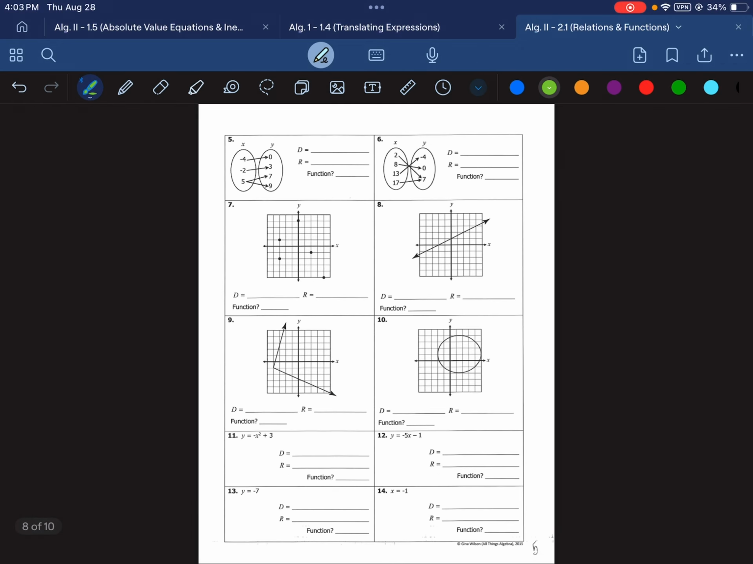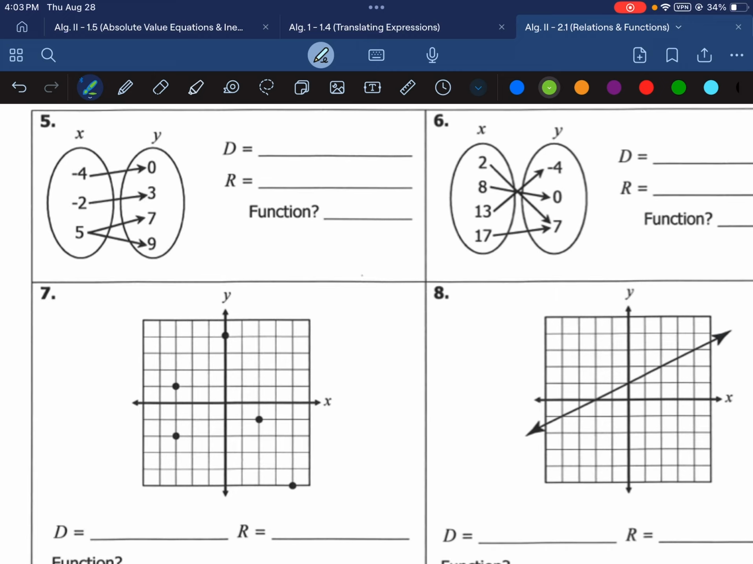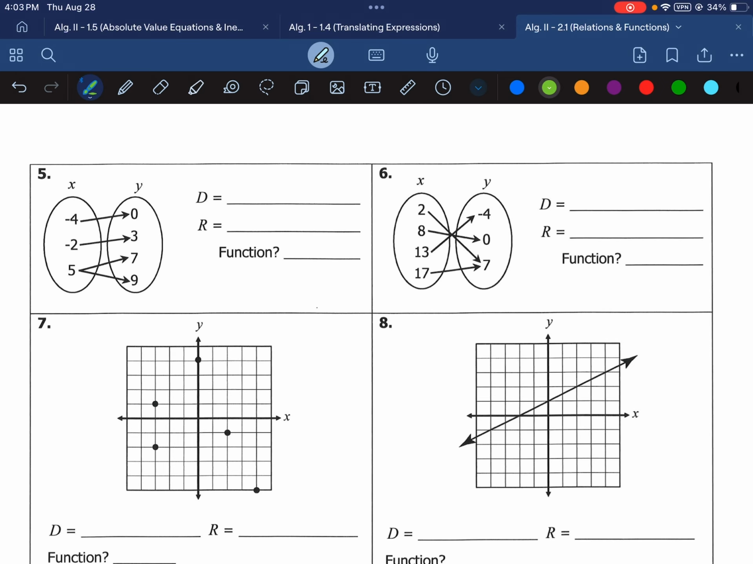Going to the next page, we have a couple more examples. These are mapping diagrams, to start with on 5 and 6. What this is, you put the domain on the left, the range on the right, and as such, being domain and range, we do list them least to greatest. As you can see there, the x's are least to greatest, and so are the y's. And you do not repeat.